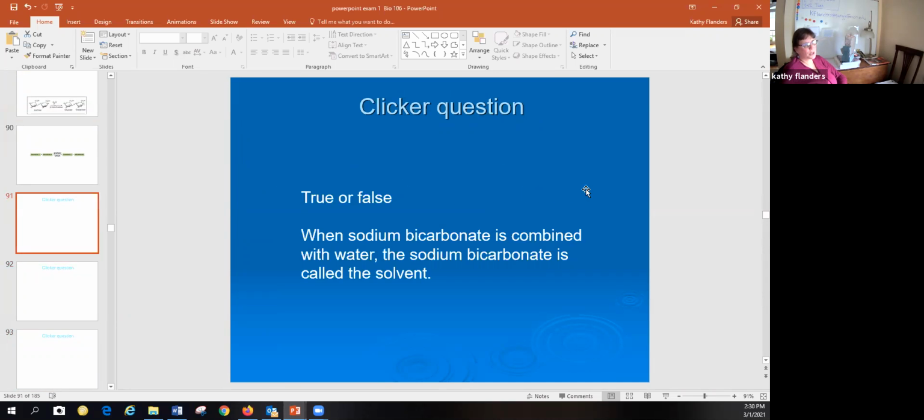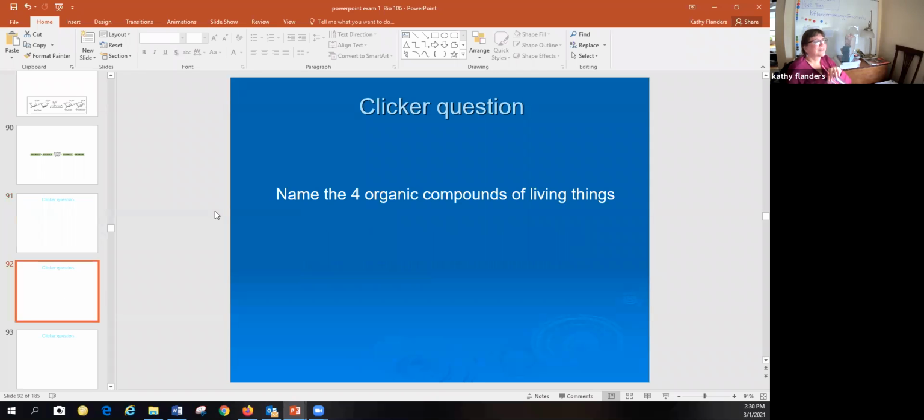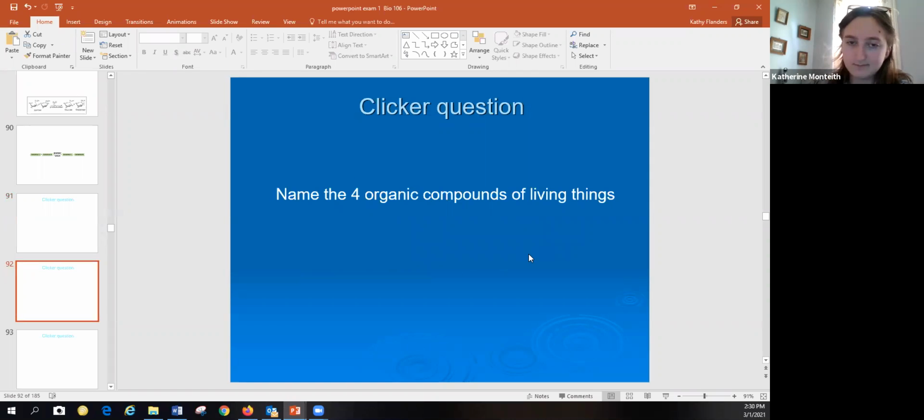Oh, here we have some clicker questions. When sodium bicarbonate is combined with water, the sodium bicarbonate is called the solvent. True or false? False. Correct. What is it called? Solute. And what are our 4 organic compounds that we talked about?